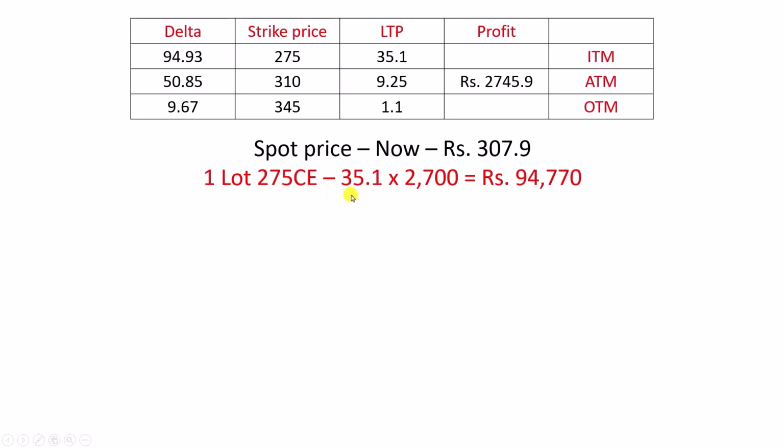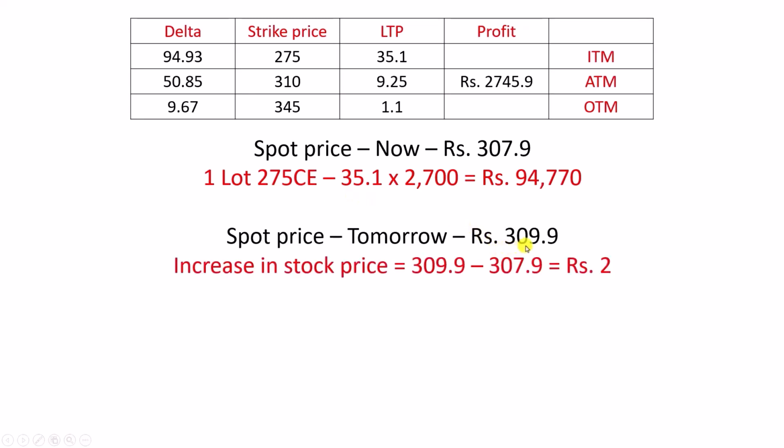Now, tomorrow, if the spot price increases to 309.9 rupees, the increase in stock price is 2 rupees. Okay. Now, delta value here is 94.93. So, 94.93 divided by 100 into 2. Why into 2? Because the price has increased by 2 rupees. So, 2 into this much will give you 1.8986. So, this is delta value.